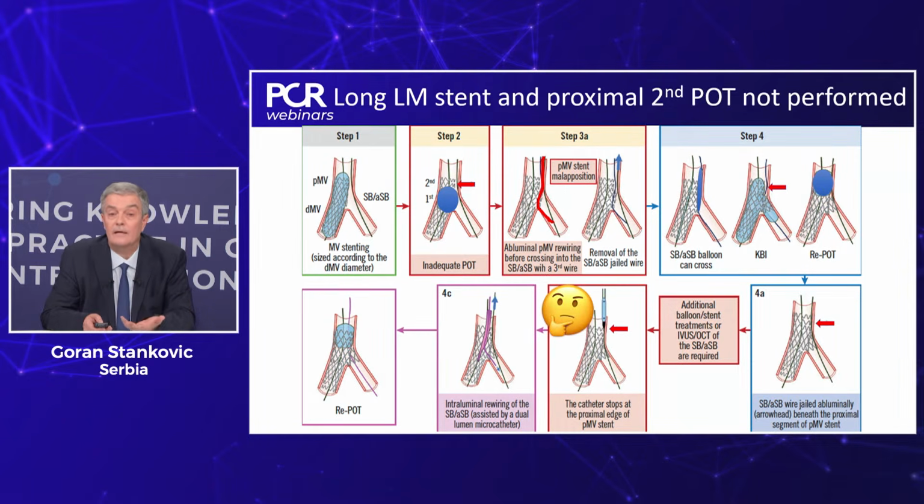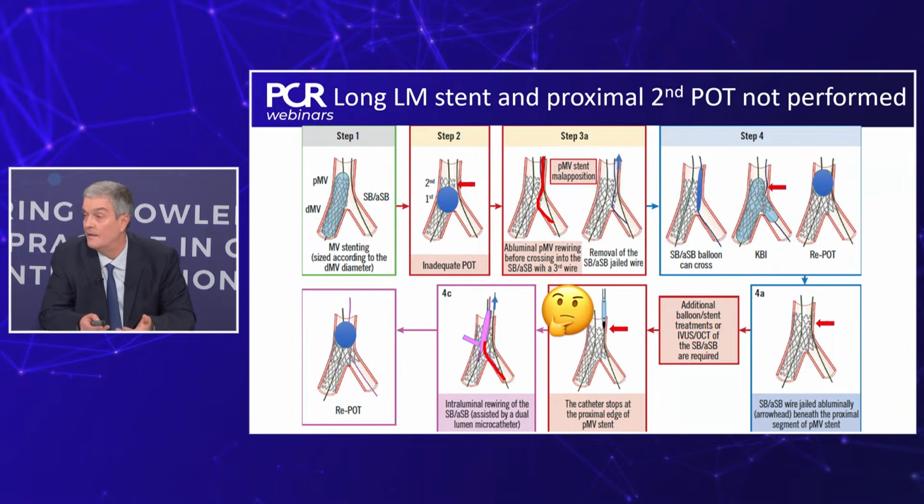Again, we can still have the wire inside the stent, use a similar technique with the dual lumen catheter, and then use the lumen to rewire centrally through the stent into the circumflex, and then mandatory POT at the proximal edge to fully deploy. So if we don't have a dual lumen catheter, Francesco, there must be other solutions. What would you do in your practice?